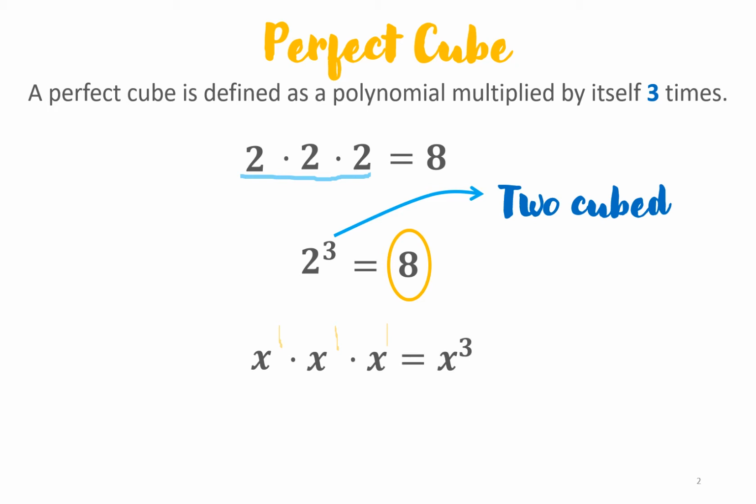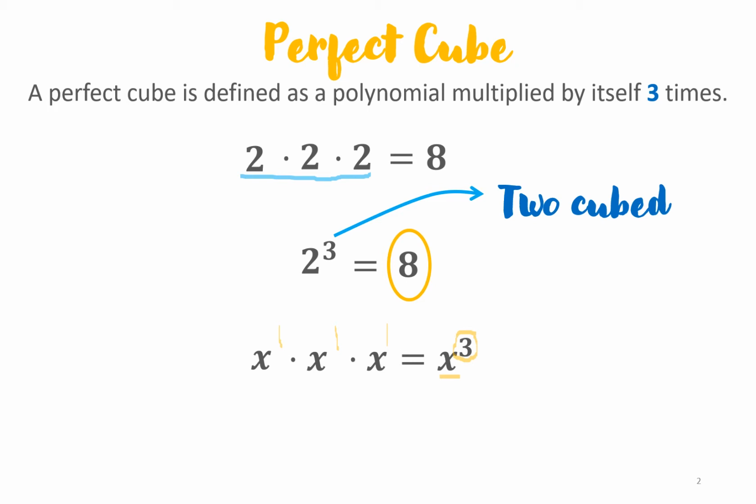Una, copy yung variable, then i-add natin lahat ng exponent. So, copy the variable, ilan ang sum ng exponent? That would give us 3. So, ang perfect cube dito ay yung x cube. X cube is a perfect cube.